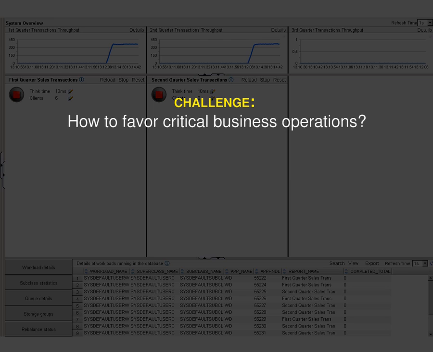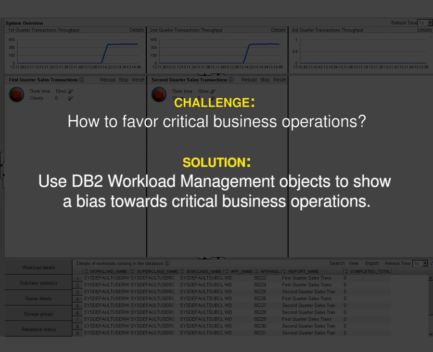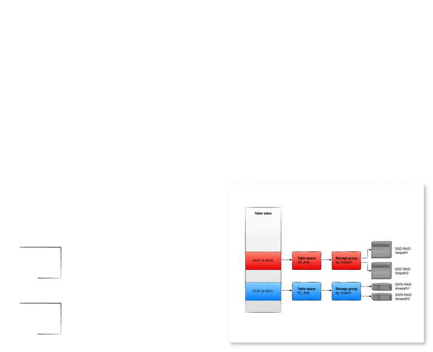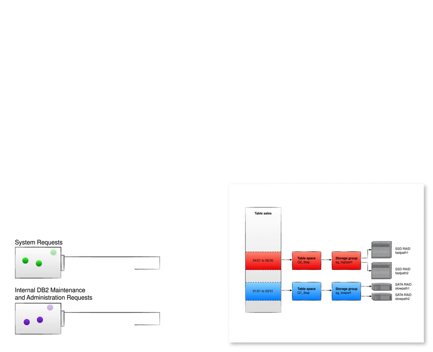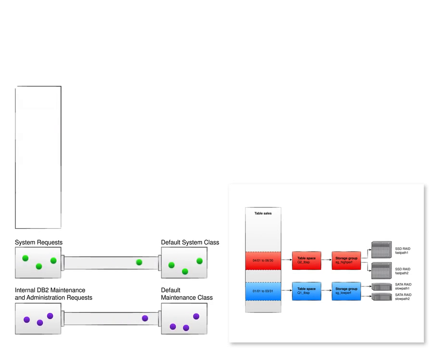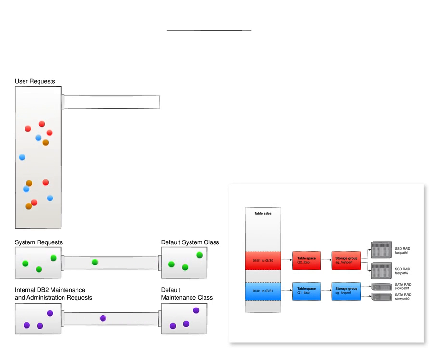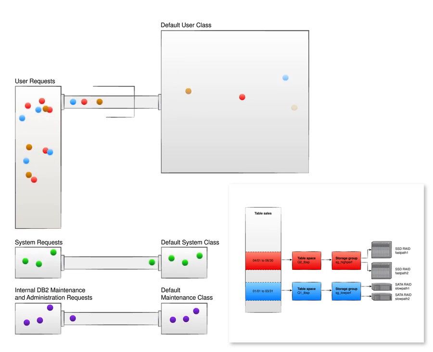So how can we favor critical business operations? You can use DB2 workload management objects to show a bias towards critical business operations. All connections to a database are by default associated with a default user workload. This default workload maps the connections to the default user server's superclass.